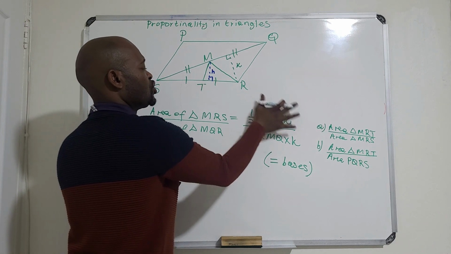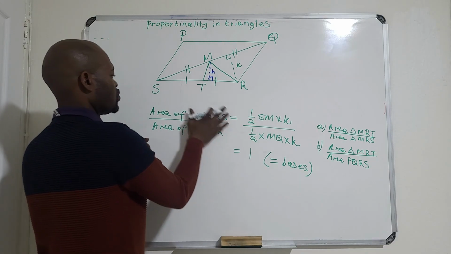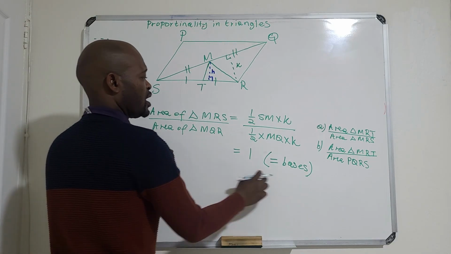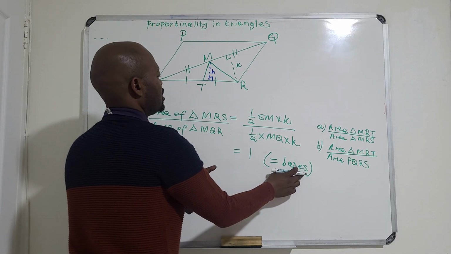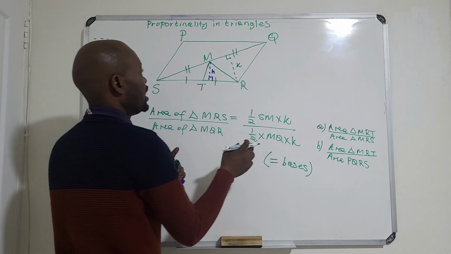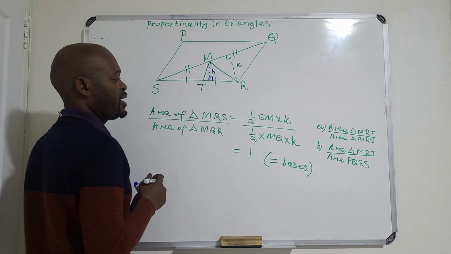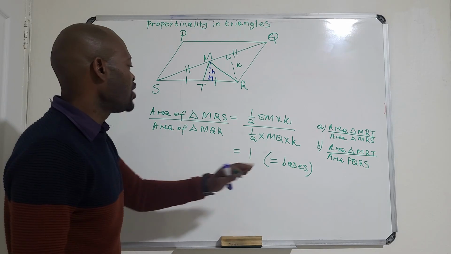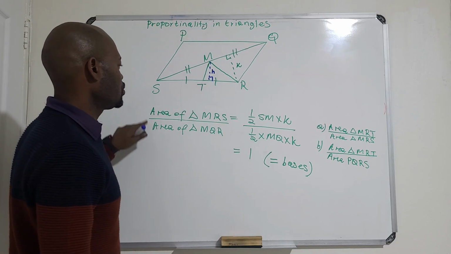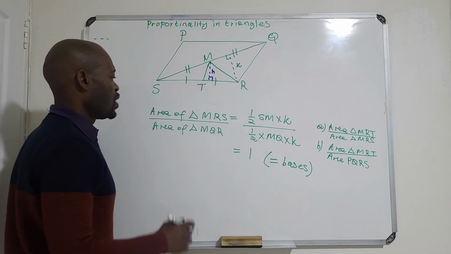There was no need for me to get there. I just needed to say this is equal to 1. Then I explained that equal bases, since they've got equal bases, it means also they've got equal heights, the same height. Then we know that the two are equal.